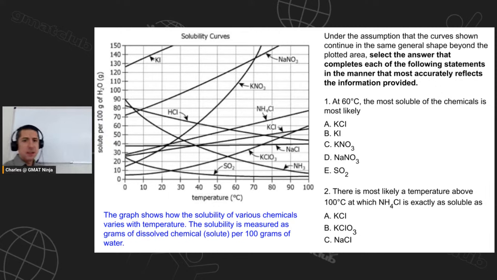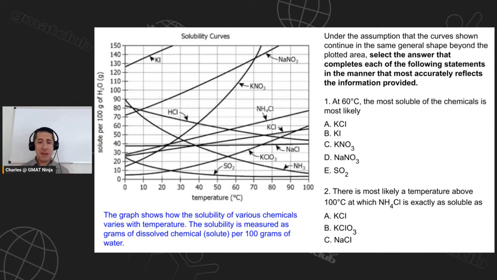All right. Really easy to look at this and go, oh, there's tons of stuff going on here. What a mess. Look at all those lines going everywhere. Very typical of data insights in general, not just graphics interpretation. You don't need everything. You only need certain things.